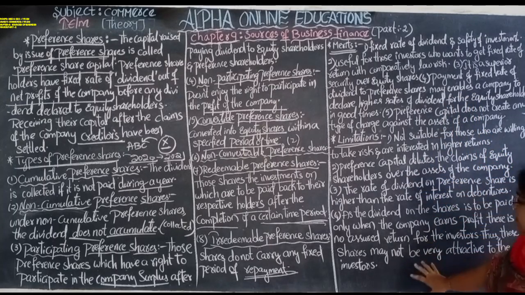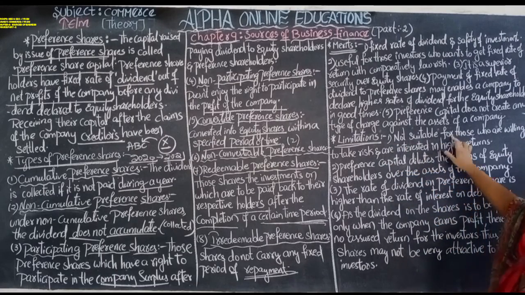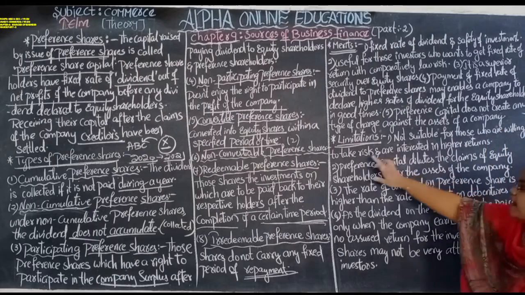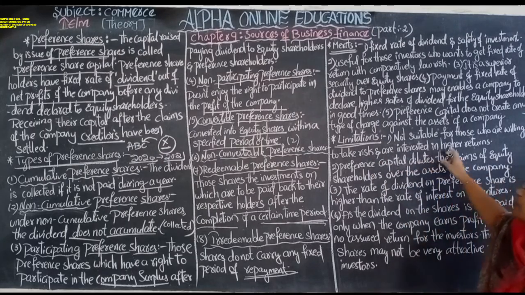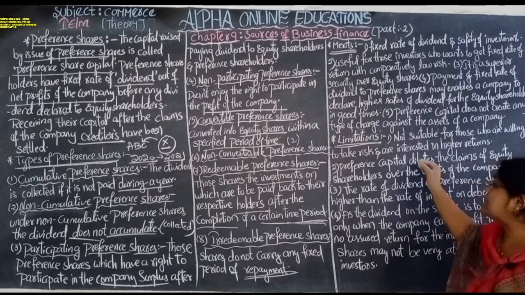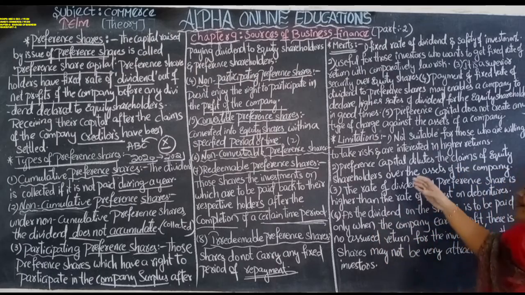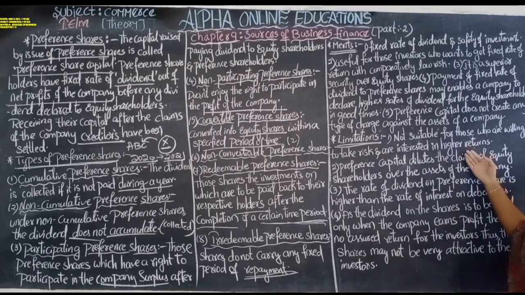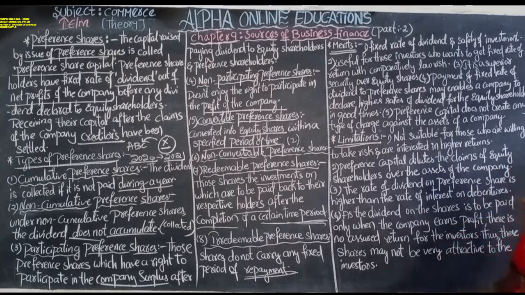Now let us see the disadvantages, the limitations of the preference shares. They are not suitable for those who are willing to take risk and are interested in higher returns. For them equity shares are good, because they are taking the risk and they are interested in high returns. But in preference shares the returns are not high and the risk is also very low.